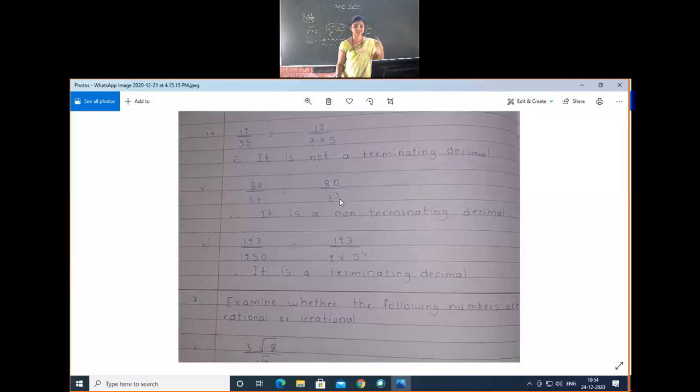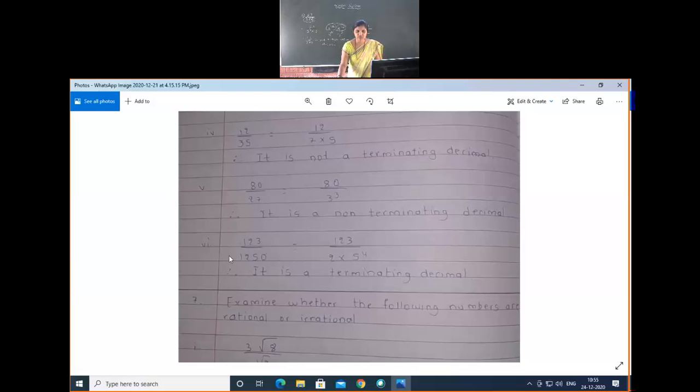3 cube is not in our dictionary, right? So this is not terminating. It's a non-terminating recurring decimal expansion. That type also you can write. It is non-terminating, or not terminating, that type also you can write.